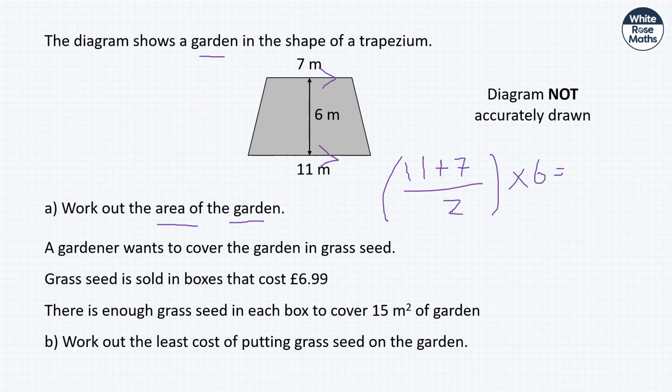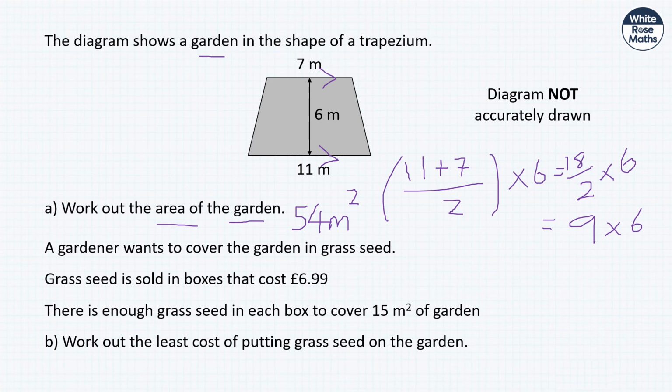11 plus 7 is going to be 18, so I'm going to get 18 halves. 18 halves times 6, so that'll be 9 times 6, which will be 54 meters squared. So the area of the garden is 54 meters squared, guys.